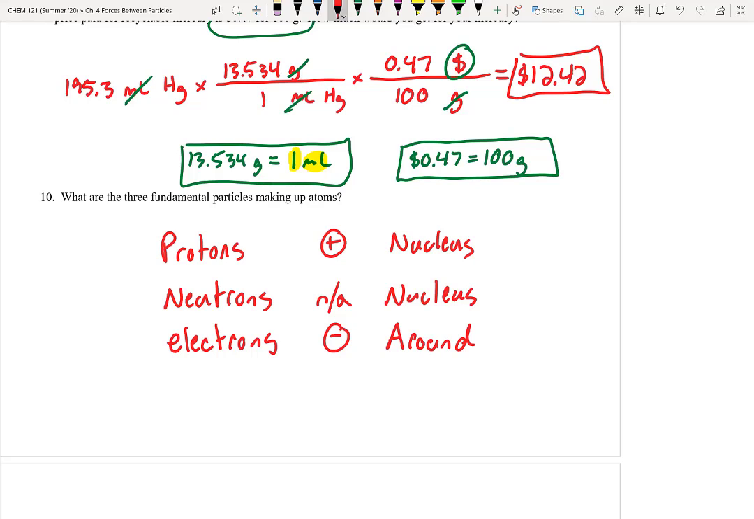So those are the most important features I want you to remember of an atom. If you go on and take super advanced physics, you may talk about subatomic particles even beyond this, but for this course, these are the three most essential particles I want you to know.